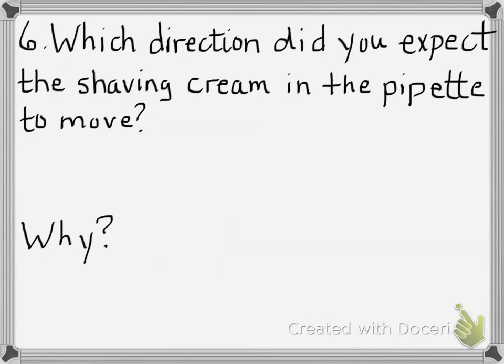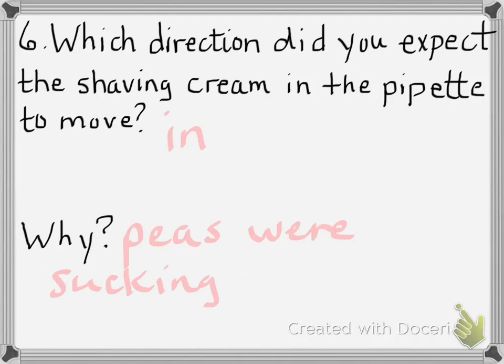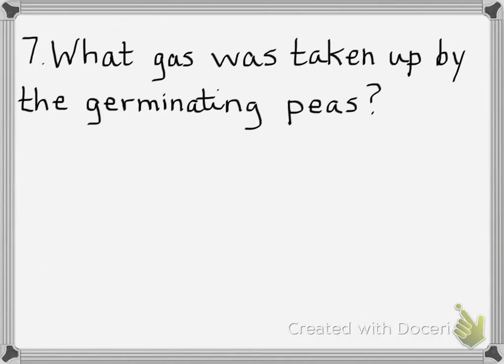Okay, question 6. Which direction did you expect the shaving cream to move, in or out? In. Why? Because the peas would be trying to bring in air, and the shaving cream was floating up the only available hole. I'm going to use the word sucking. I don't know why, it just sounds appropriate. We're trying to suck in the air. Yep. And then Grant said, but they couldn't because we blocked the only opening with shaving cream. You remember we talked about why I chose shaving cream? Because it's slick, so it'll move very easily. Good job.